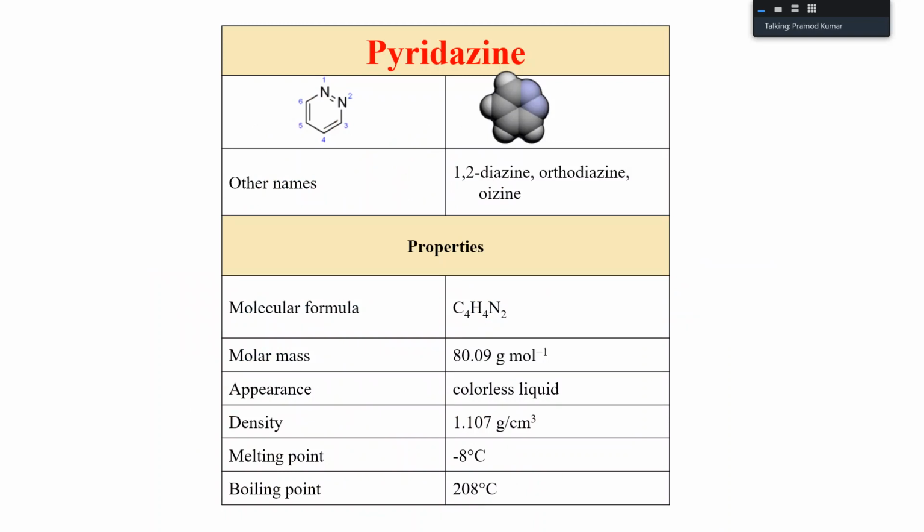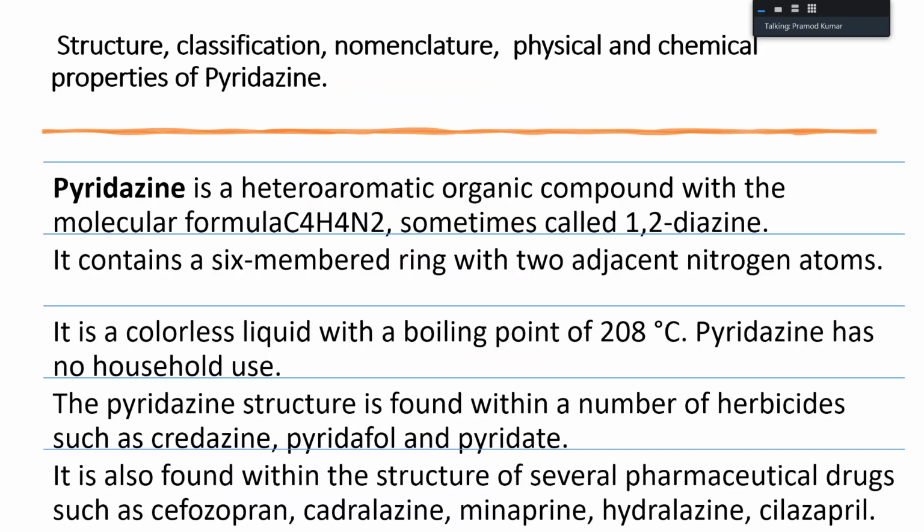So let's start with pyridazine, that is 1,2-diazine, also called orthodiazine or orthoazine. C4H4N2, boiling point 208, high because of the hydrogen bonding. Pyridazine is a heteroaromatic organic compound with molecular formula C4H4N2, also called 1,2-diazine, which contains a six-membered heterocyclic ring with two adjacent nitrogen atoms.